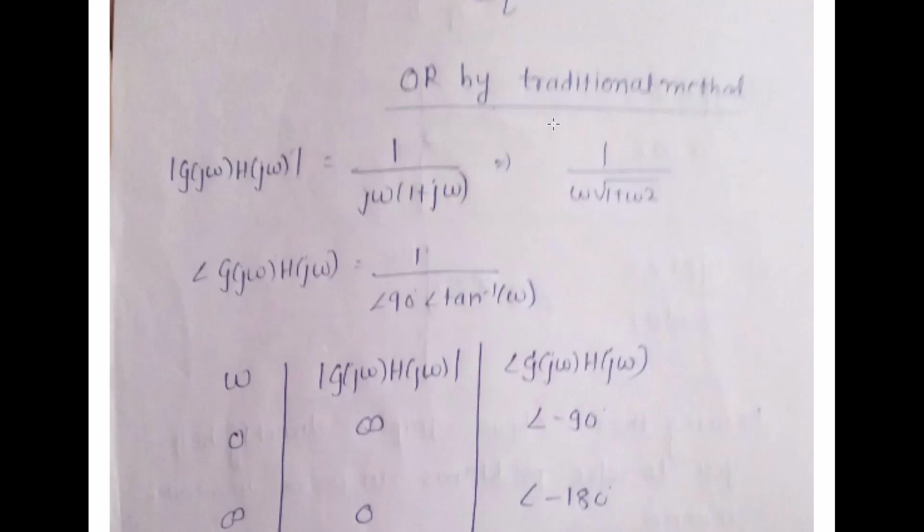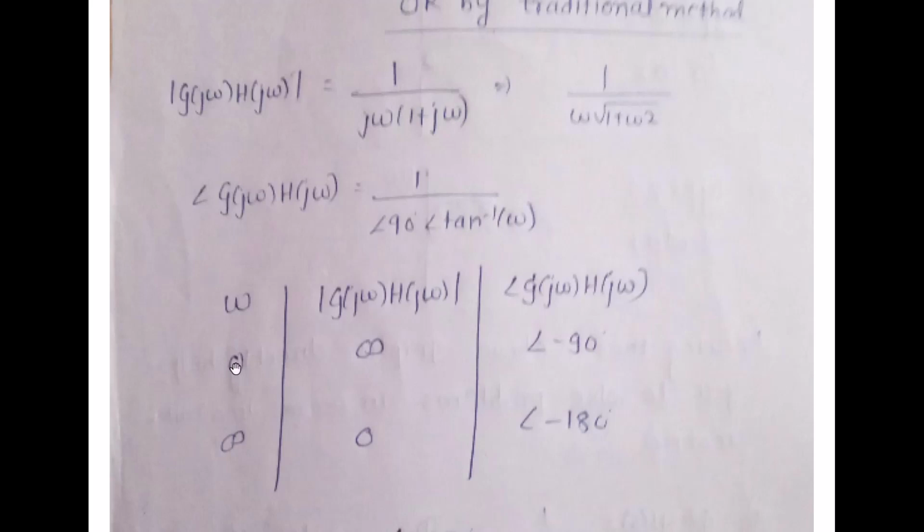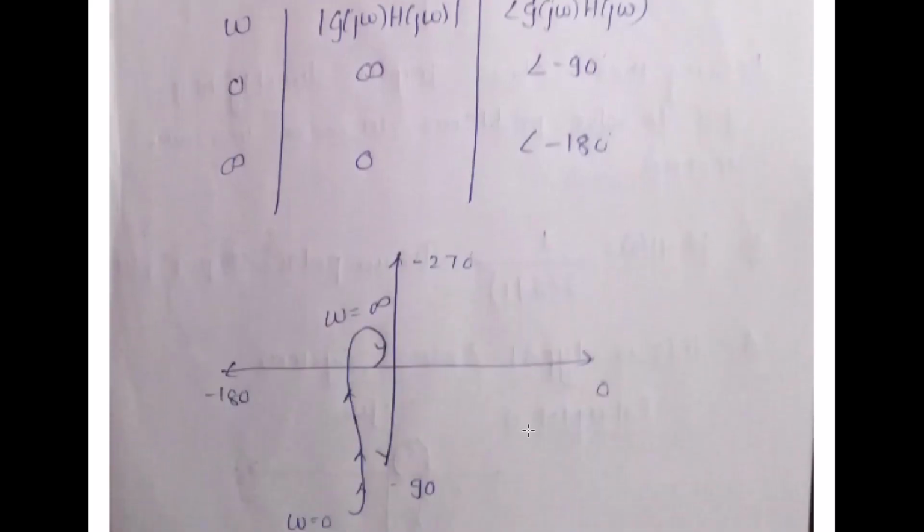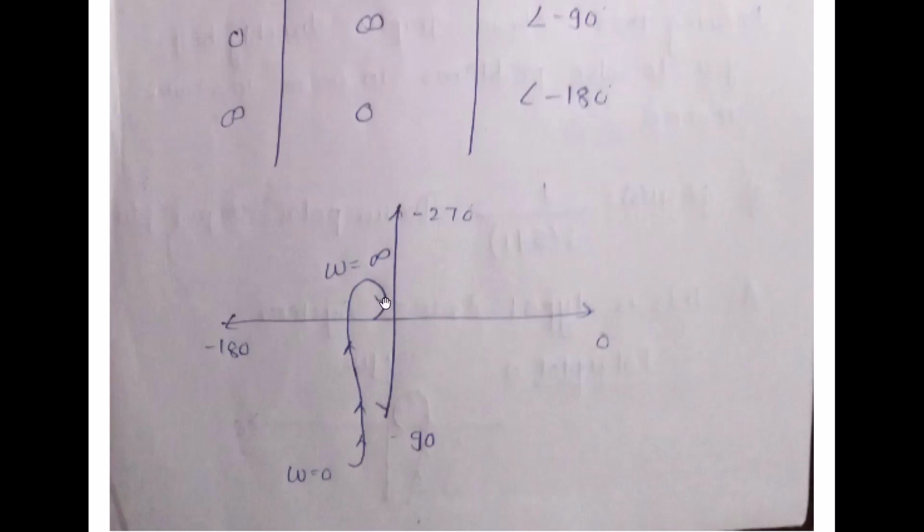Now if I go to draw it in the formulated way, I just put s is equal to j omega and here I put the angle. When I put the value of omega as 0, I get magnitude as infinite. When I put the value of omega as infinite, I get magnitude as 0. The angle is always minus 90 in this term, because tan inverse of omega is 0. Hence I have minus 90, and 90 goes up. When omega is infinite, I have 90 and 90, that is minus 180 degrees. So the diagram goes from minus 90 to minus 180. I hope I am very clear with this.